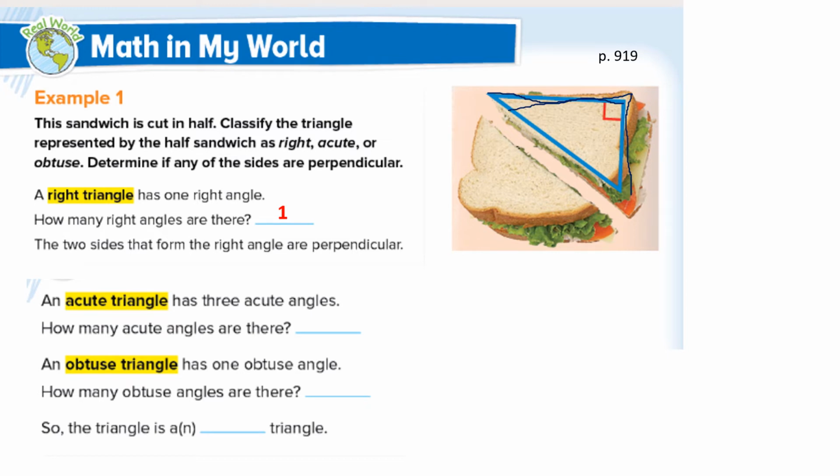An acute triangle has 3 acute angles. How many acute angles are on this one? Well, I see 1, 2. Yeah. An obtuse triangle has 1 obtuse angle. Do you see any obtuse in there? I see only 2 acute and 1 right, so that would have to be 0. So the triangle has to be a right triangle.